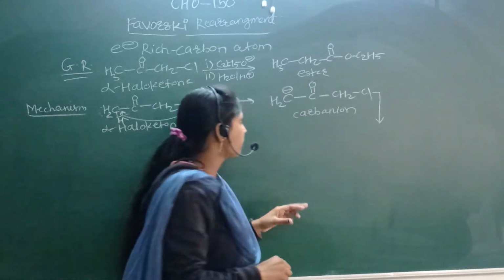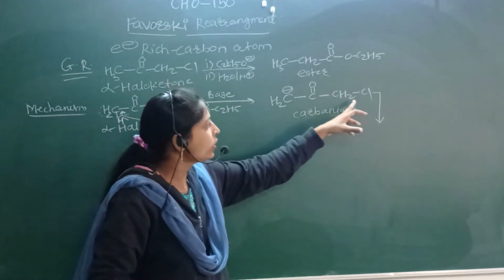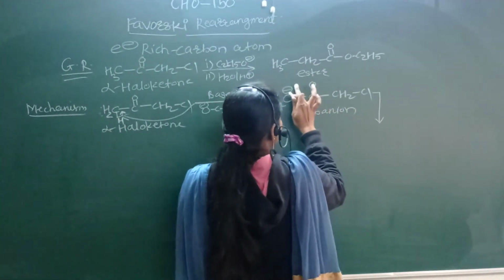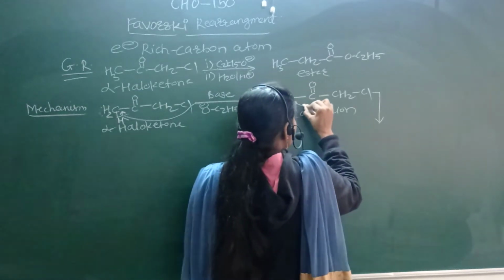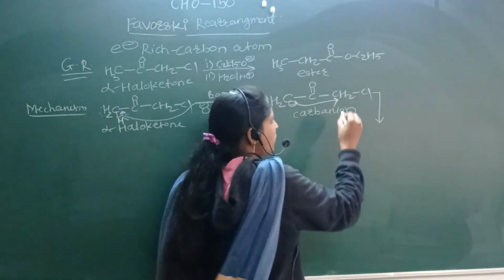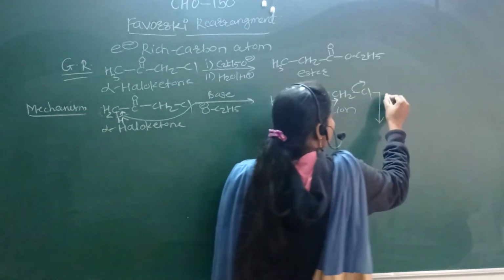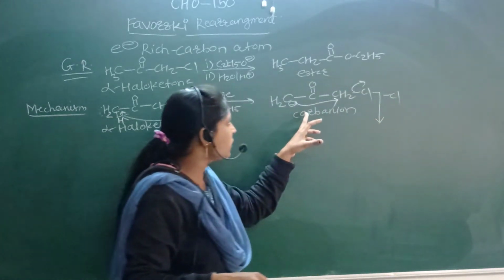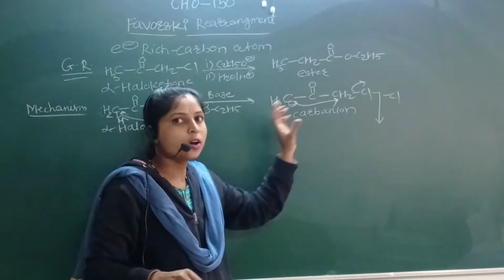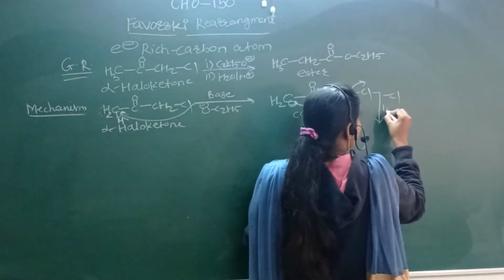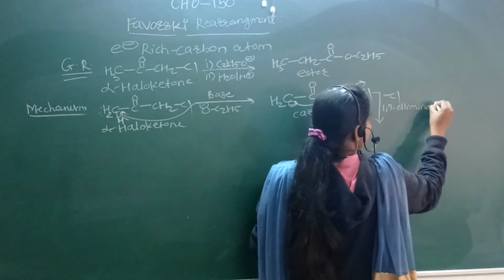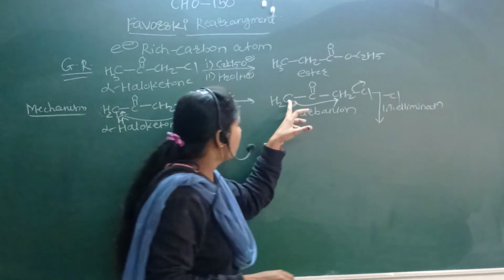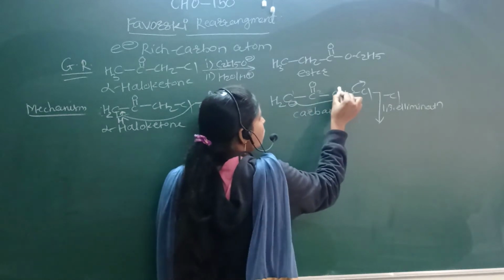In the next step, here is the presence of CH2 and here the halogen. So we write a negative charge here. This carbanion attacks this carbon, and at that time this Cl can be removed, minus Cl. So this addition of the carbanion takes place as a 1,3 elimination. How? 1, 2 and 3.